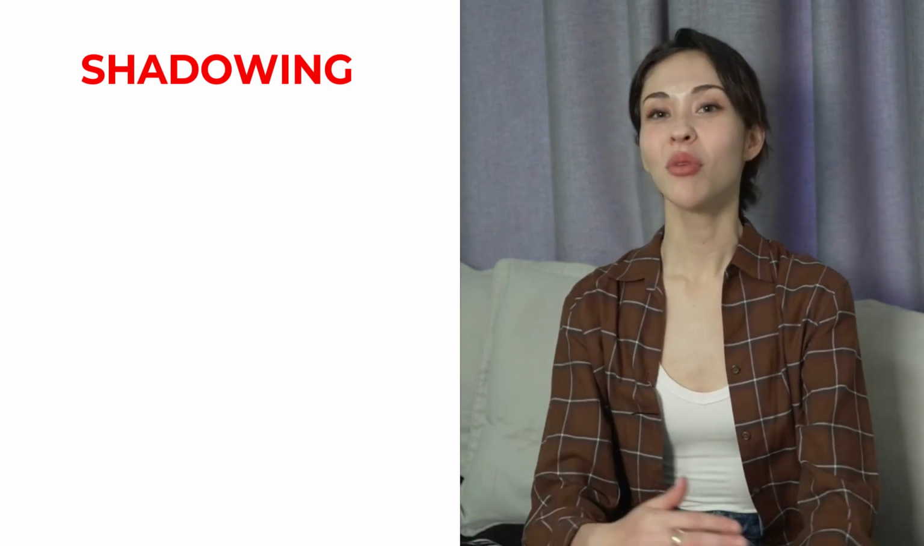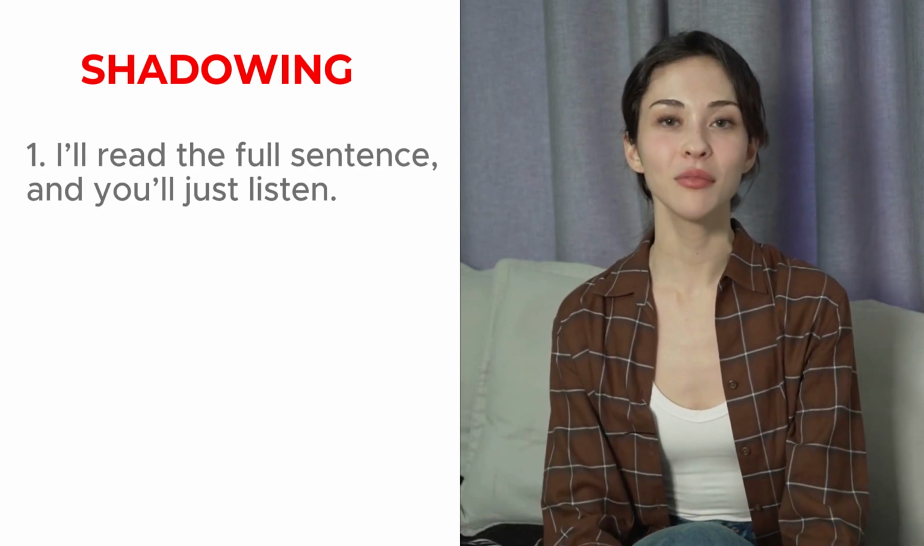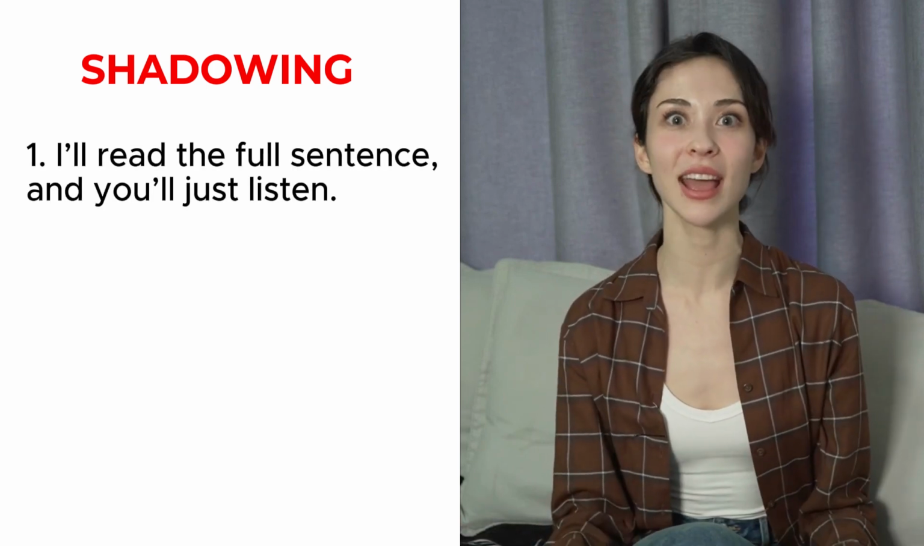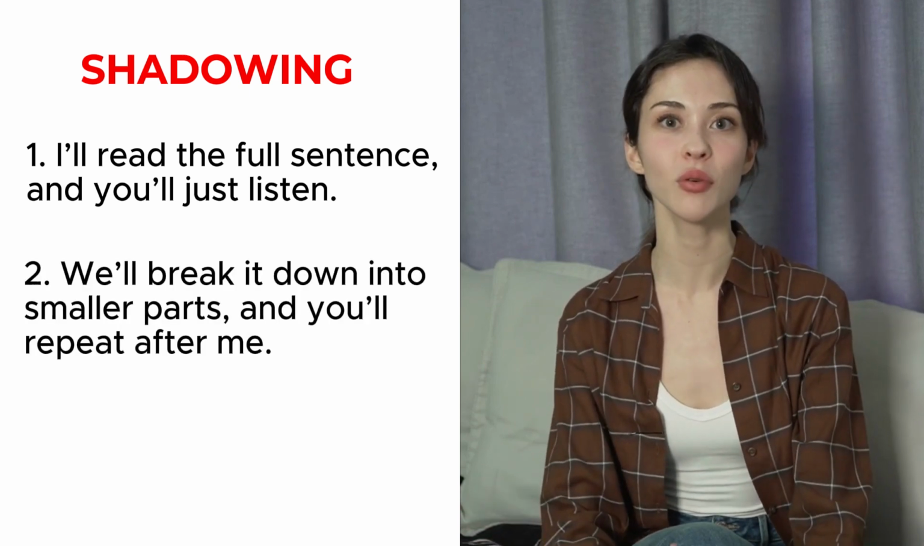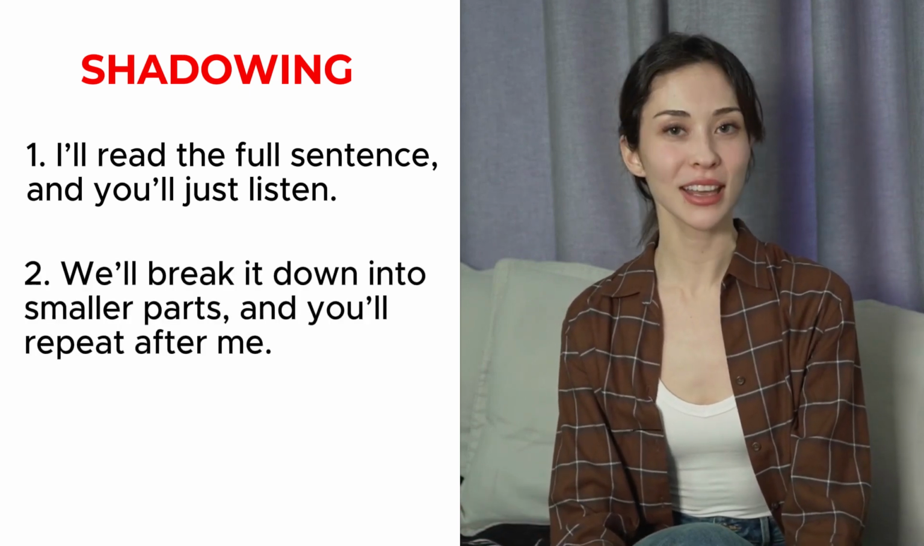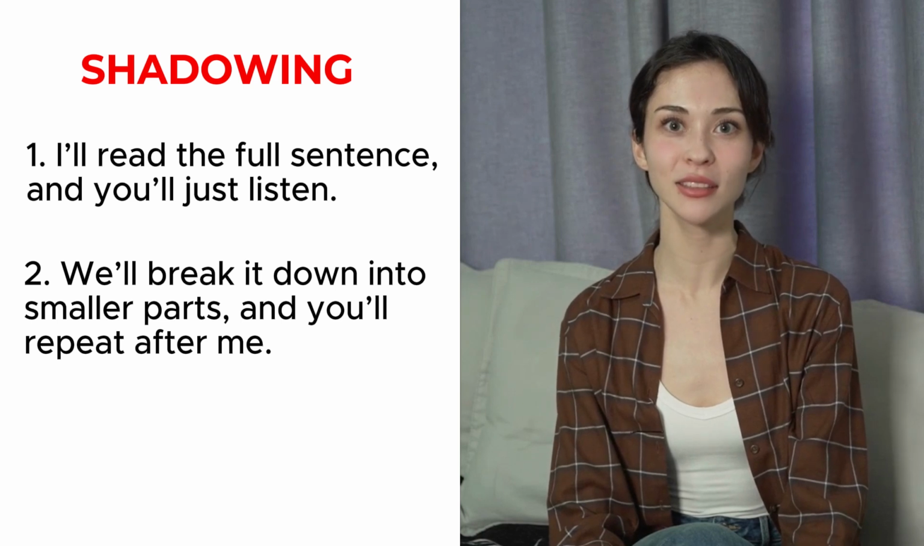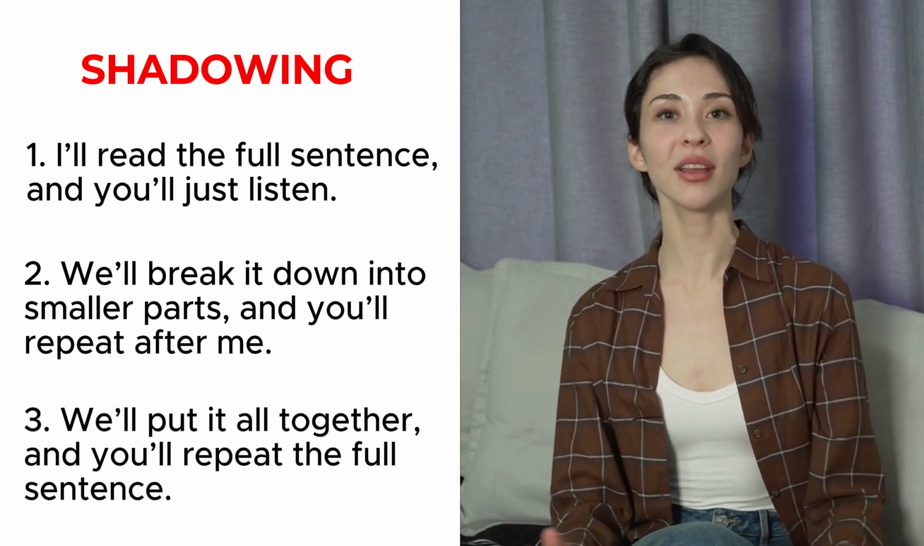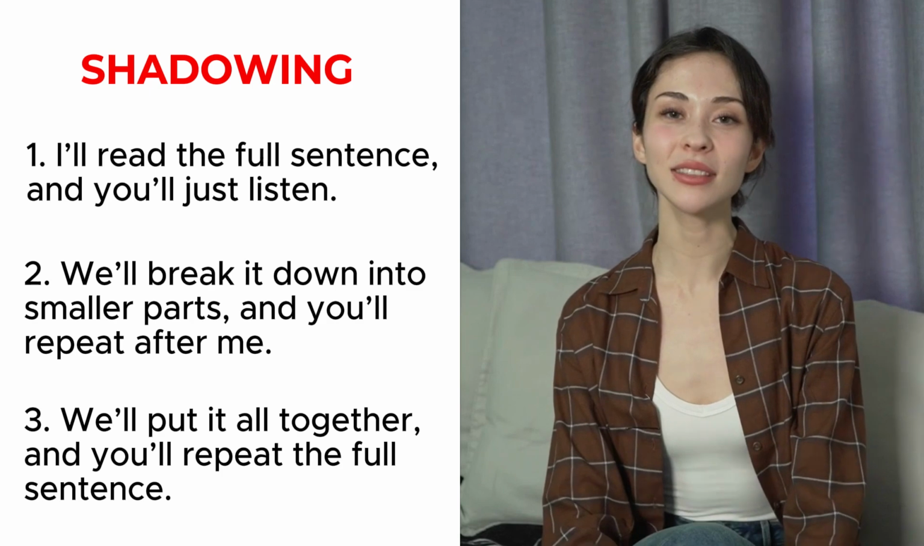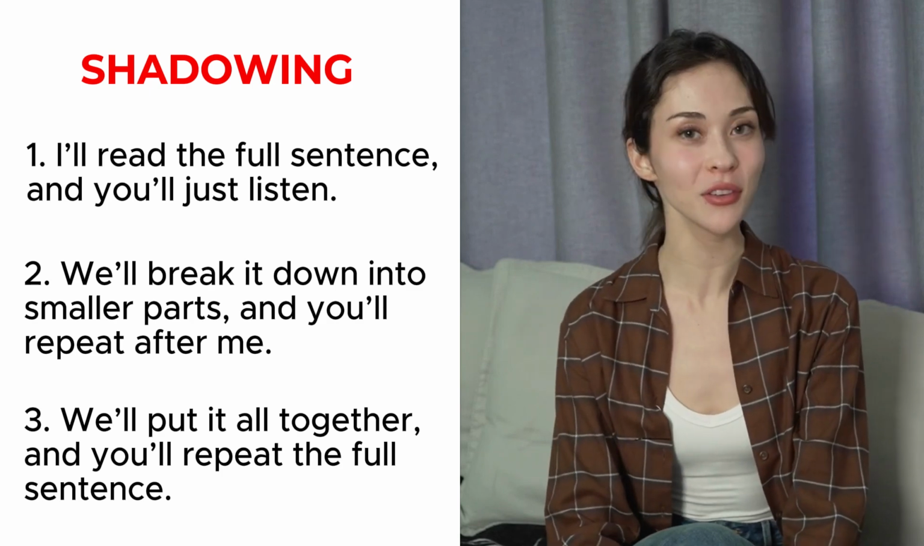Why? Because in real conversations, we don't just speak in short phrases. We use full, detailed sentences. Shadowing helps you practice the rhythm, intonation, and flow of natural English. Here's how we'll do it. First, I'll read the full sentence and you'll just listen. Then we'll break it down into smaller parts and you'll repeat after me. Finally, we'll put it all together and you'll repeat the full sentence. Sound good? Let's dive into our first sentence.